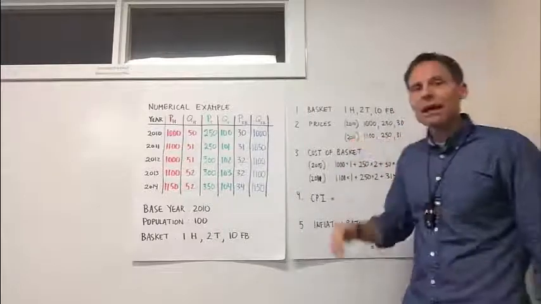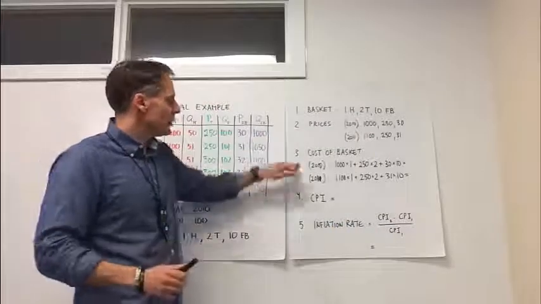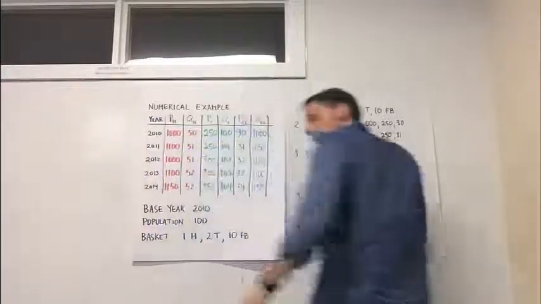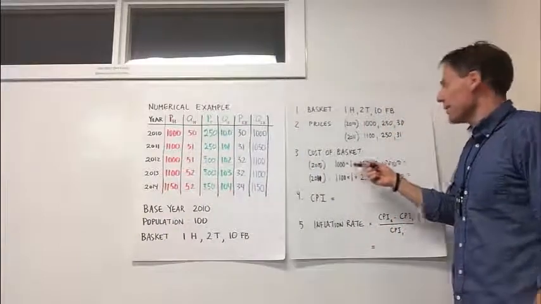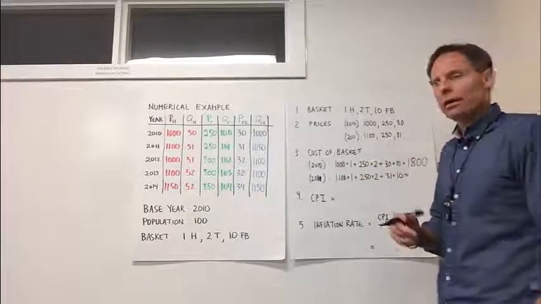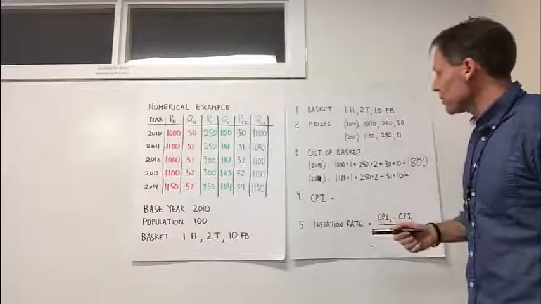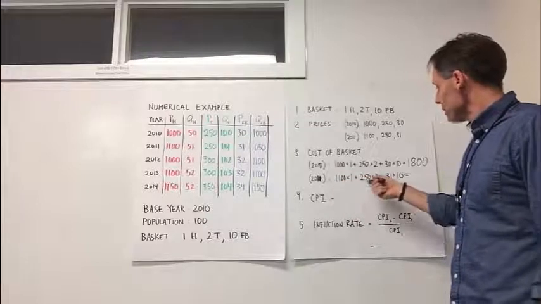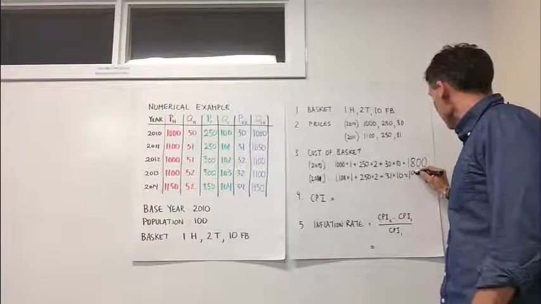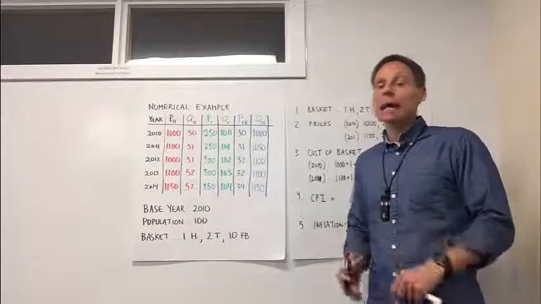Wrote that over here. Okay, now we have what the basket consists of. We have the prices of all these goods. So we can just calculate the cost of the basket. The cost of the basket in the base year is simply the price multiplied by the quantity in the basket. And if I do that for all 3 goods, the cost of the basket is $1,800. Doing the same thing for 2011, we have 1,100, 250 and 31 multiplied by the units, 1, 2, and 10 in the basket. And that's equal to 1,910.